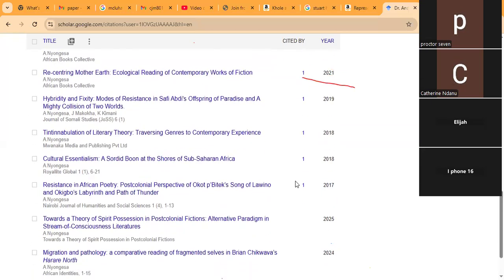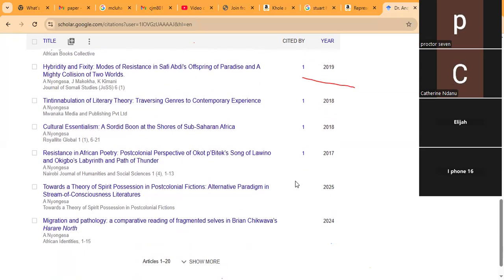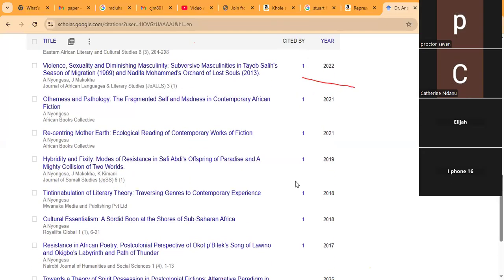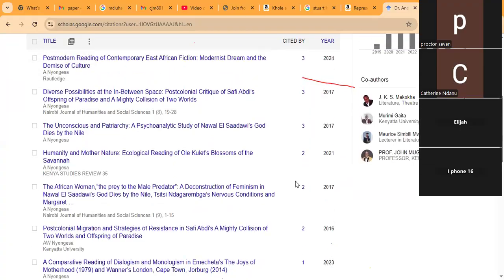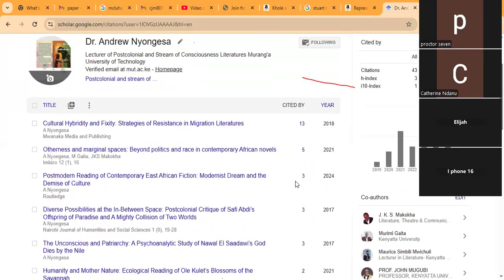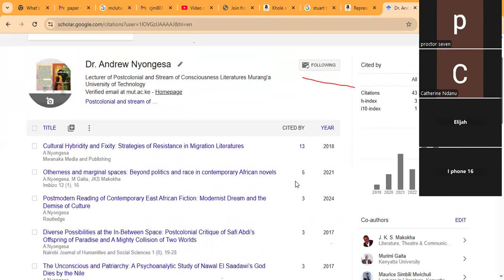They are placed on Google Scholar, and Google Scholar enables us to be read all over the world. So these are my academic works, and this is where I am read.